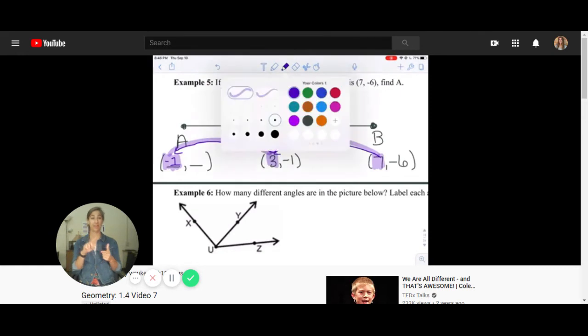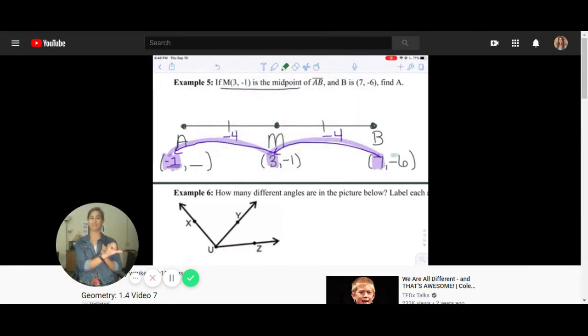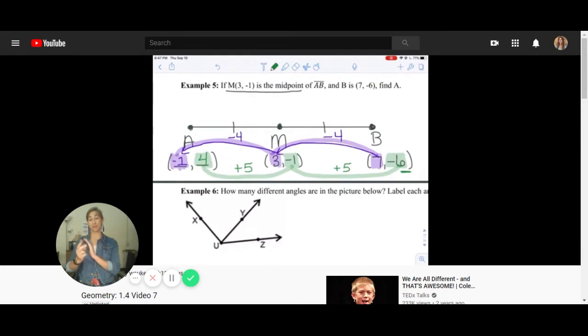Then we can do the same thing with the y's. So if M is the midpoint, that means that from the y value in B to the y value in M should be the same as the distance from the y value in M to the y value in A. So if I start with the -6, which is the y value for B, I would have to add 5 to get to the y value of -1 for M, which means that I also have to add 5 to the -1 to find out that the coordinates for A are (-1, -4).